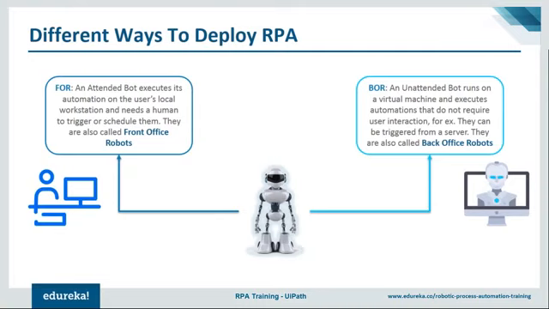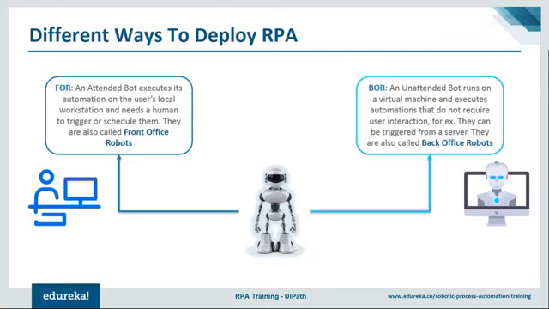So if my application has been designed in such a way that it will be executed like this, these kinds of applications would be termed front office robots, because you need a human to execute them, right? They're not executing on their own. You still need a human to actually work around with them.